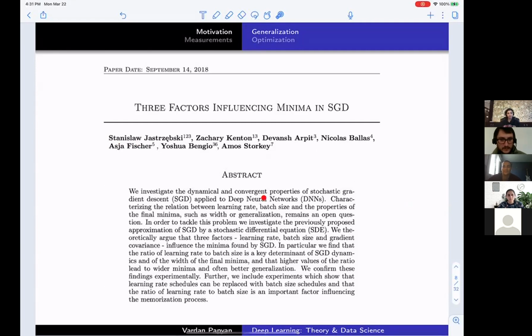So they investigate the dynamical and convergent properties of stochastic gradient descent applied to deep networks. They characterize the relation between learning rate, batch size, and properties of the final minima, such as width or generalization, et cetera. And then they talk about how learning rate, batch size, and gradient covariance influence the minima found by SGD. And again, they care about flat minima. So this is just another example of people who care about the flatness of the minima.